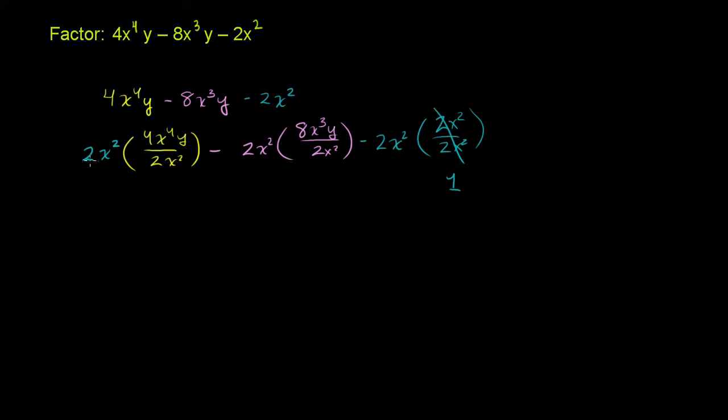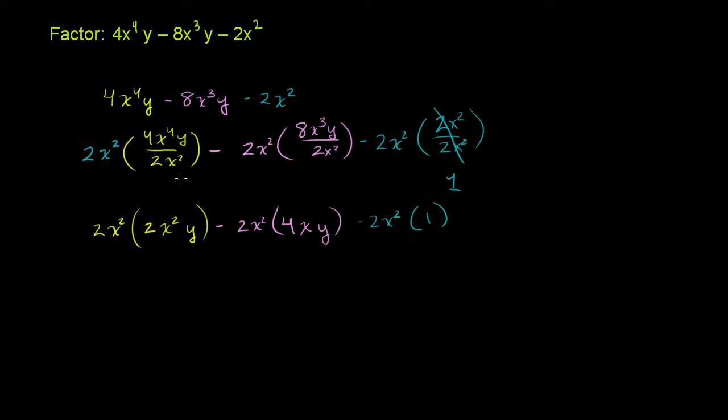So this first term simplifies to 2x squared times, now 4 divided by 2 is 2. X to the fourth divided by x squared is x squared. And then y divided by 1 is just a y. So it's 2x squared times 2x squared y. And then you have minus 2x squared times 8 divided by 2 is 4. X to the third divided by x squared is x. And y divided by 1 is just y. And then finally, of course, you have minus 2x squared times 1.